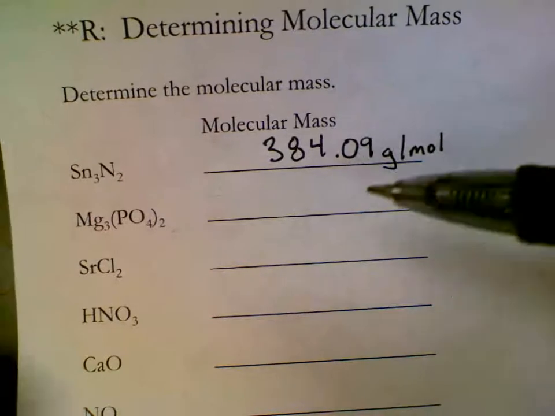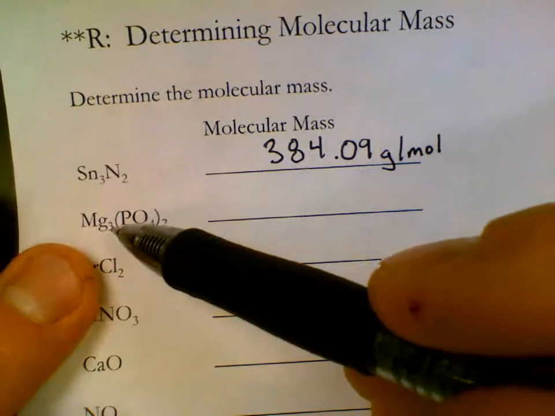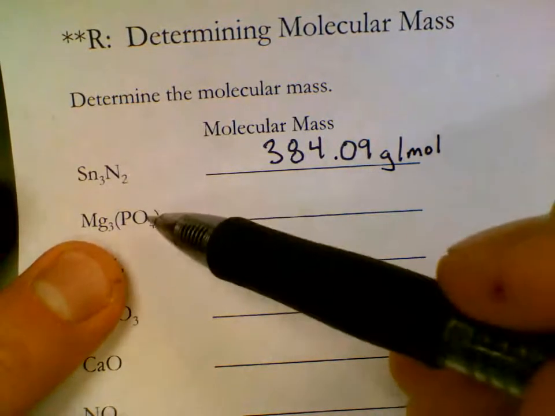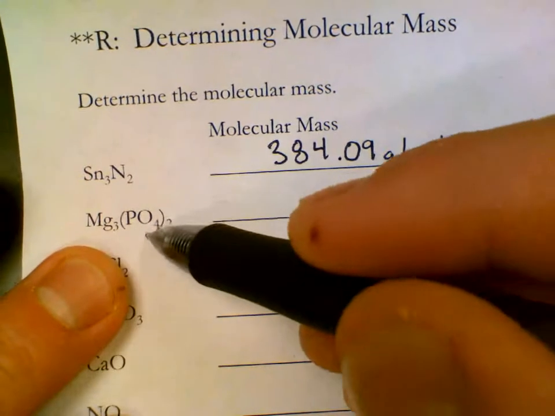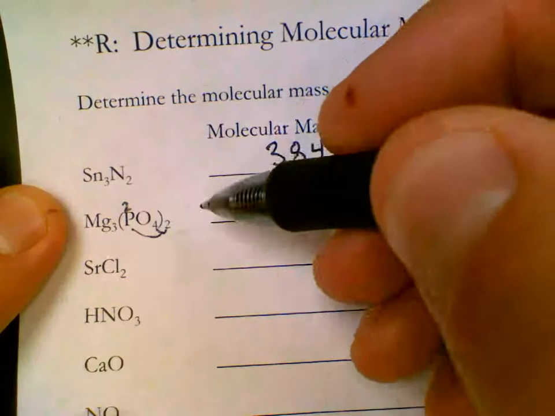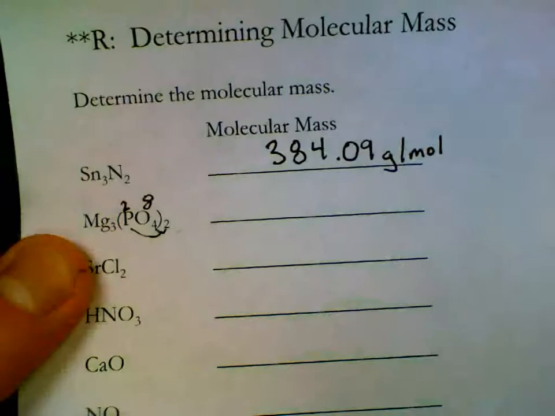Next problem is a little bit more complicated. We need to analyze what those parentheses and the subscripts mean. So there's 3 copies of magnesium. That should be pretty straightforward. And then we have the phosphate ion, but there's 2 copies of that. The subscript 2 distributes to both of those atoms in there for a total of 2 phosphoruses, and then 2 times 4 makes 8 oxygens.